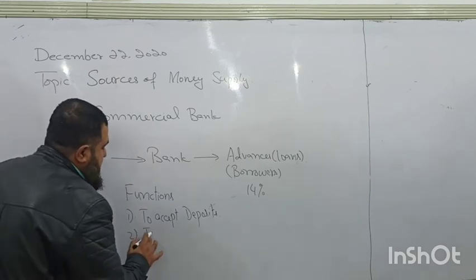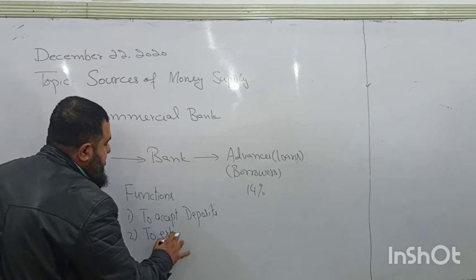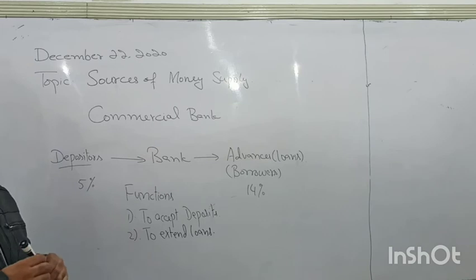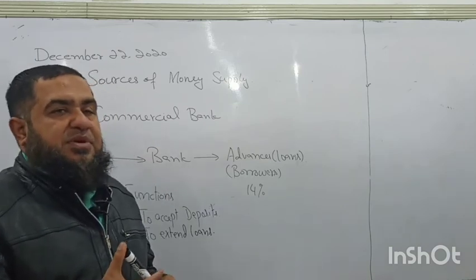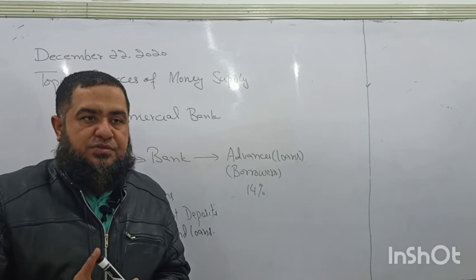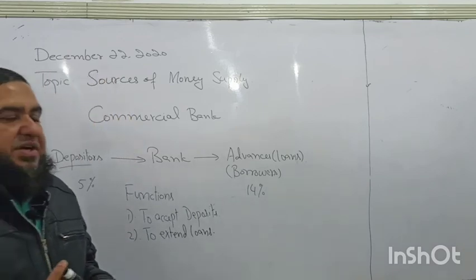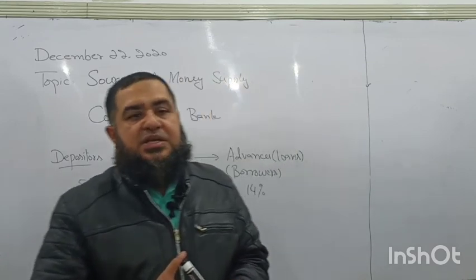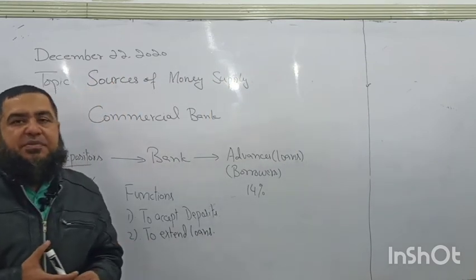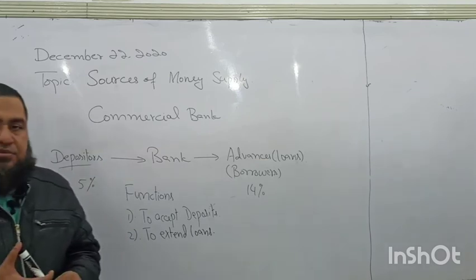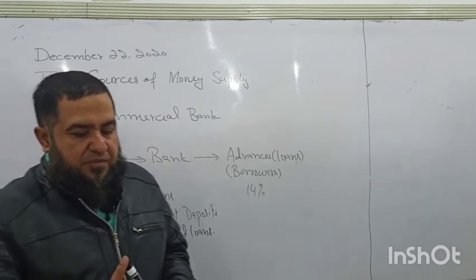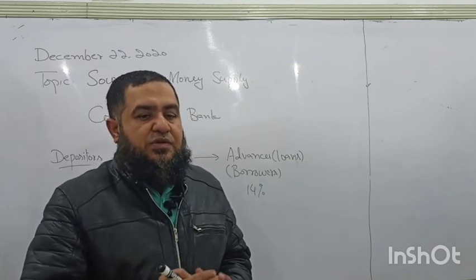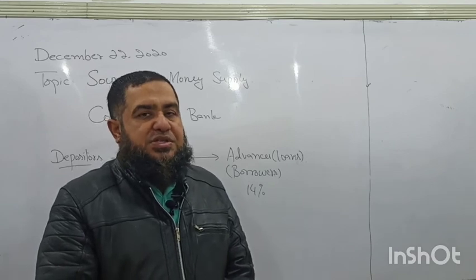And the second function is to extend loans or advances. Loans can be short term, like an overdraft, which you might know. Overdraft facilities are provided to current account depositors. They can borrow money, they can write a check for more than the amount deposited with the bank, and that is called a short term loan. On short term loans, the bank charges a higher rate of interest because it is overdrafted for a maximum of 90 days.